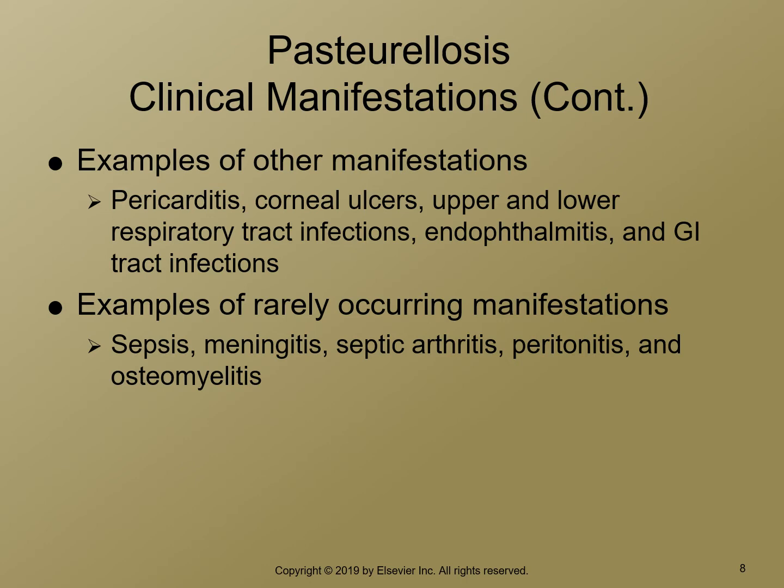Other clinical manifestations of Pasteurella infection include pericarditis, corneal ulcers, upper and lower respiratory tract infections, endophthalmitis, and GI tract infections. Also, some other clinical presentations that occur more rarely include sepsis, meningitis, septic arthritis, peritonitis, and osteomyelitis.